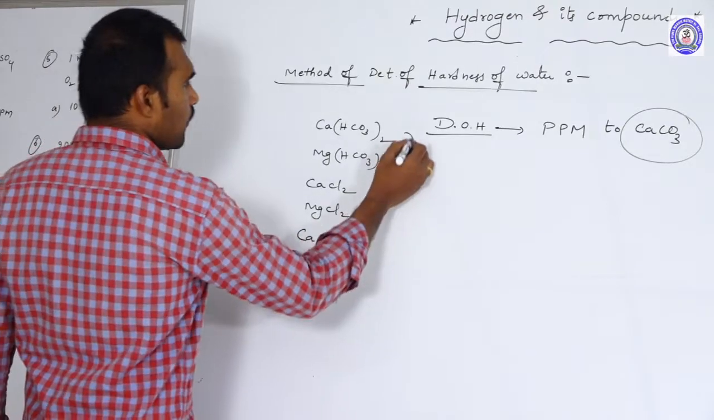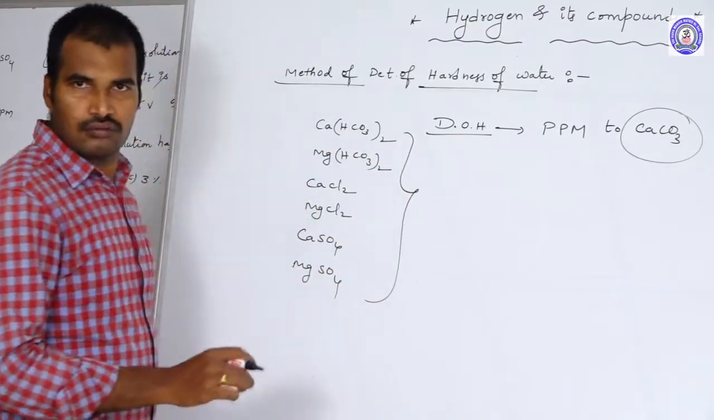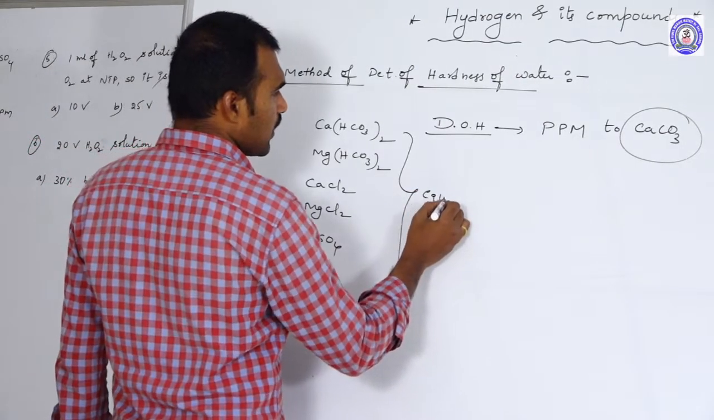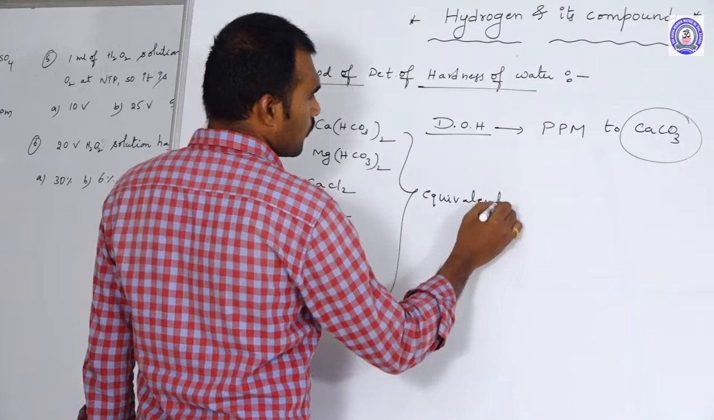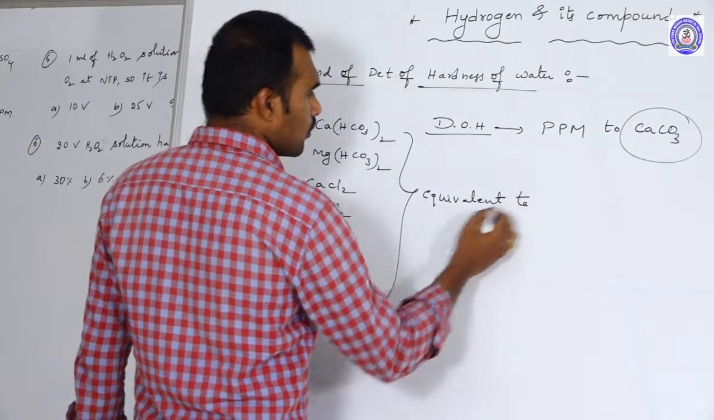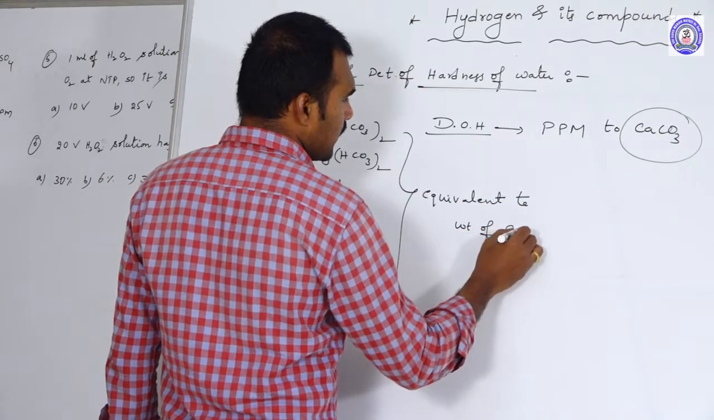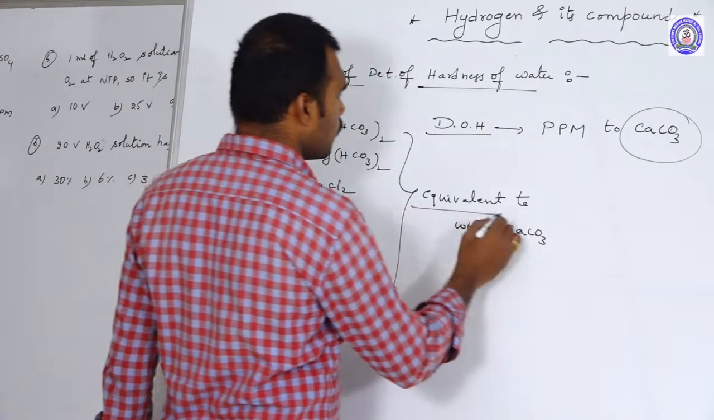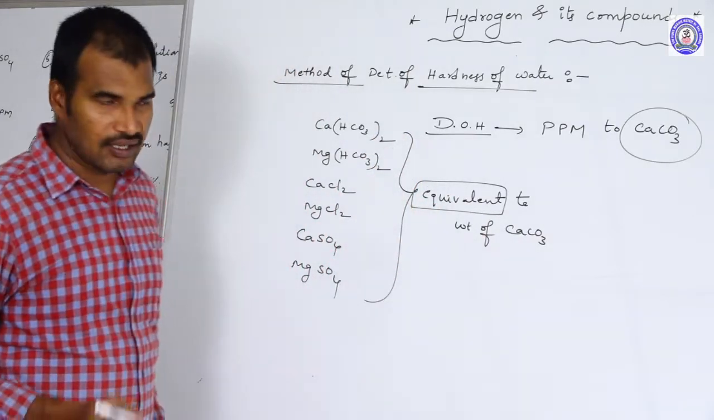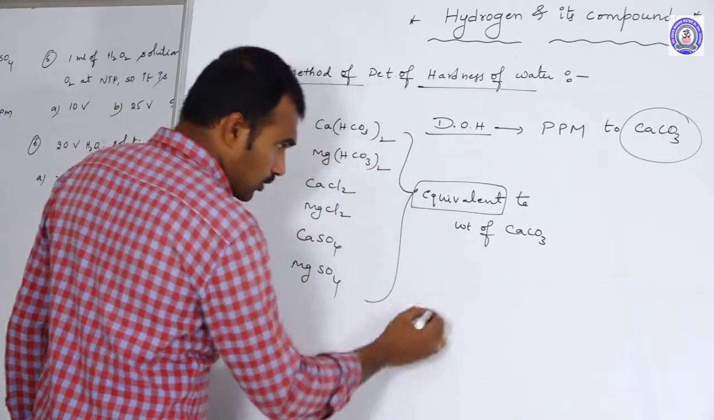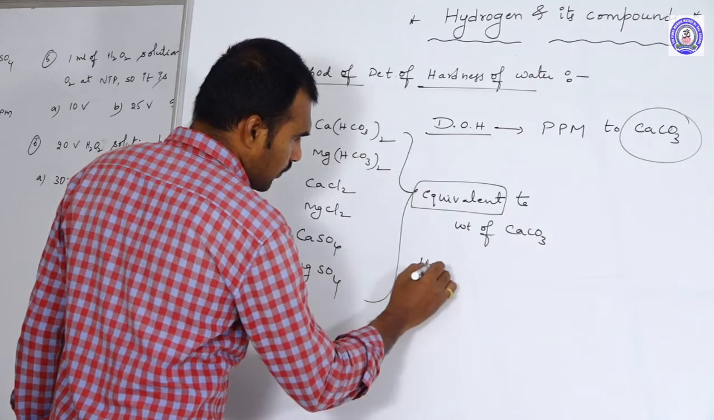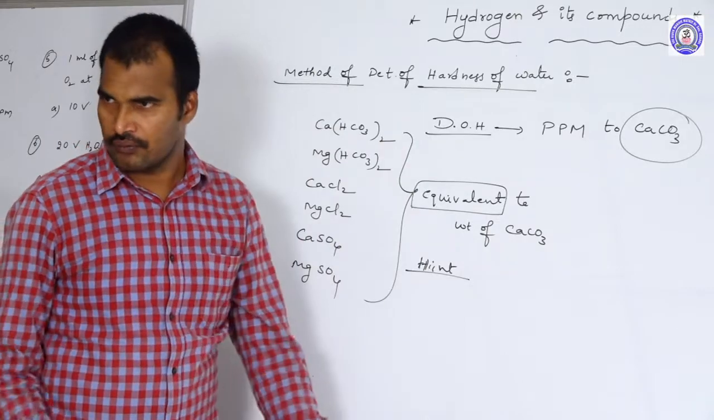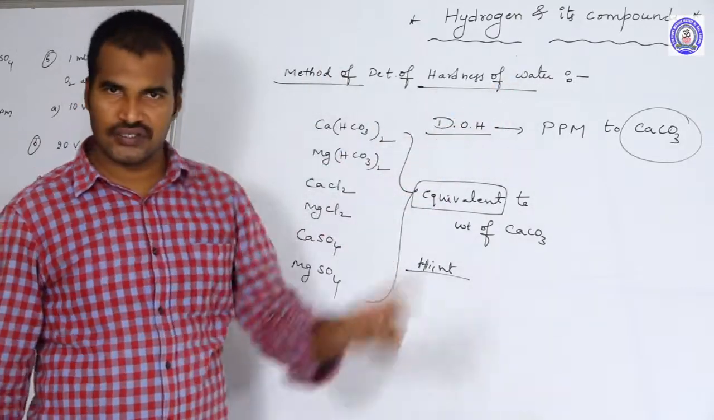First of all, the amount of salts which are present in the hard water must be expressed as equivalent to the weight of CaCO3. What do you mean by equivalent to the weight of CaCO3? Just remember this hint. By using this hint we can convert all these weights into the weights of CaCO3. How to convert these weights into weight of CaCO3?